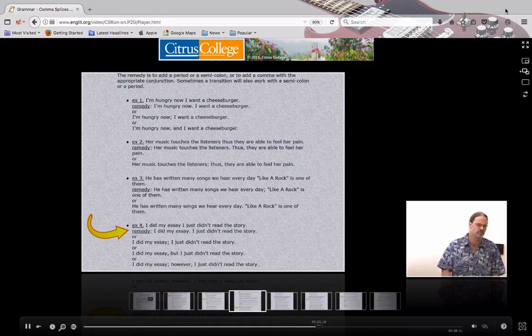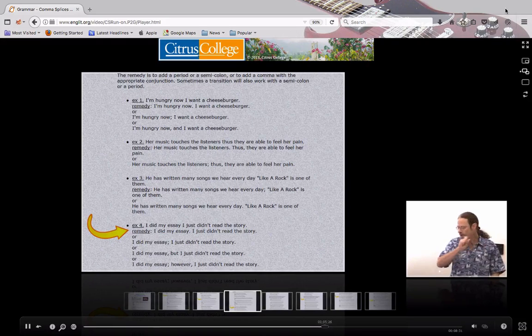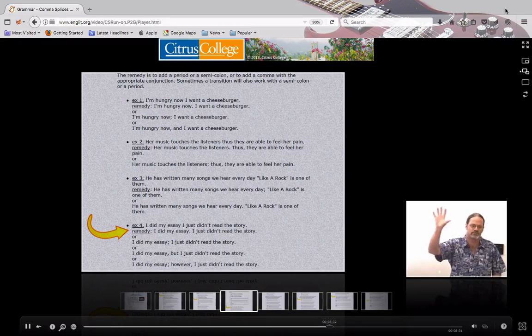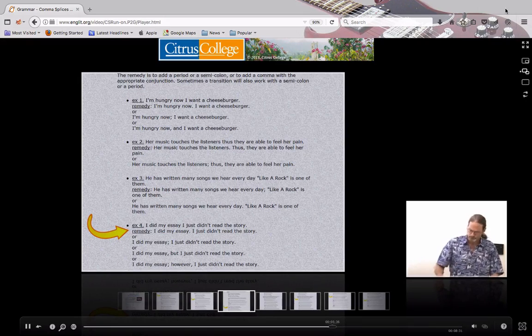That would create another problem called a comma splice. Instead, what we do is we use the semicolon. The semicolon acts like a period, except it has the added notion of connecting the two sentences together. And in this case, what you would say is, I did my essay, semicolon, I just didn't read the story. And what you're telling the reader is that I just didn't read the story is directly related to the fact that I did the essay.